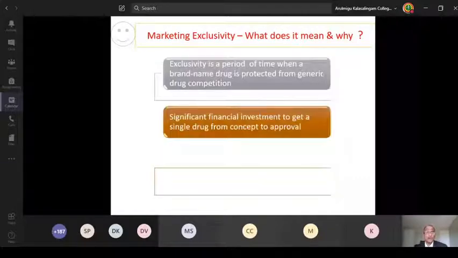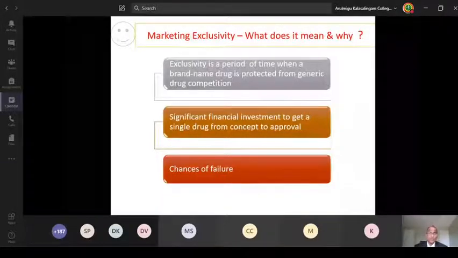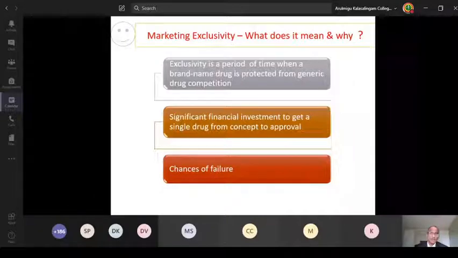Then comes the marketing exclusivity. What does it mean and why? Exclusivity is a period of time when a brand name drug is protected from generic drug competition. For example, in the case of orphan drugs, orphan diseases, and also very rare diseases, like COVID-19 going on now, the FDA will give marketing exclusivity for producing the drugs used in the treatment of such diseases. The FDA is granting the marketing exclusivity.